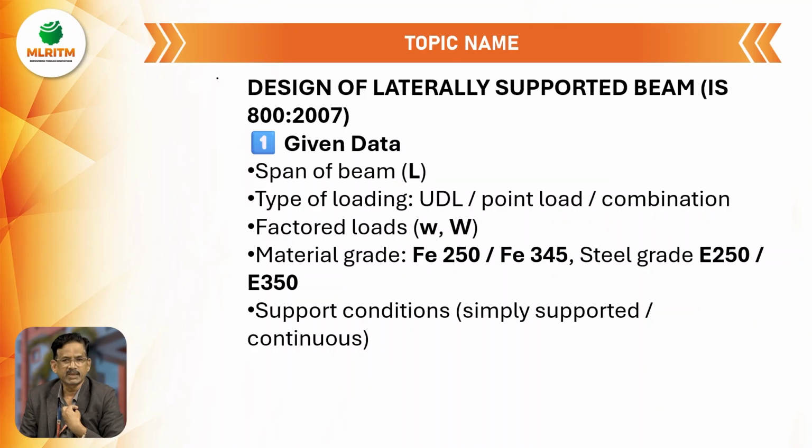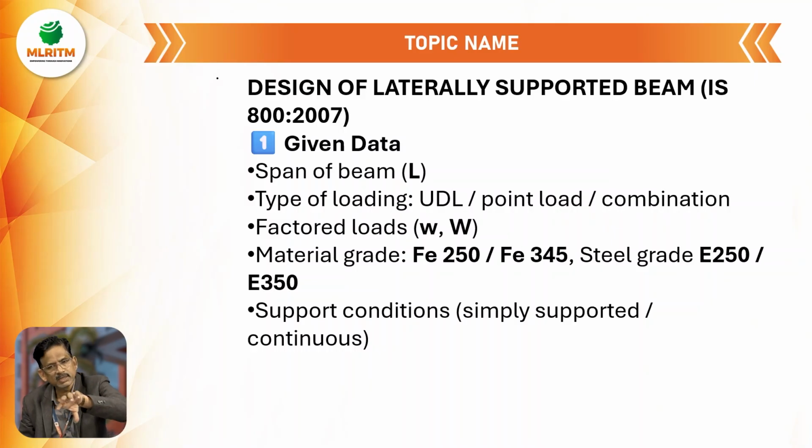So that's why my sincere request is that you have to take the middle one. The middle one you can take, and based on increase or decrease you can choose either the ISLB or the ISMB section. The given data is the span of the beam between the supports and the type of the loading. Type of the loading means whether it is uniformly distributed load or point load or a combination of UDL and point load. Factored loads, small w and capital W.